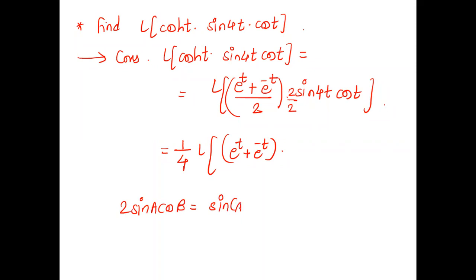Sin a plus b plus sin a minus b. Correct, plus sin a minus b. Okay, we'll apply it here. So it is 2 sin a cos b, sin a plus b, 4t plus t, 5t, plus sin a minus b, 4t minus t, 3t.